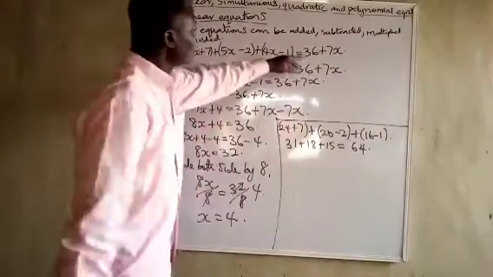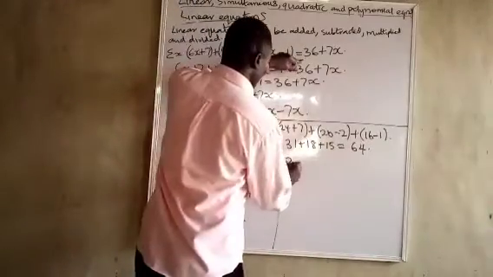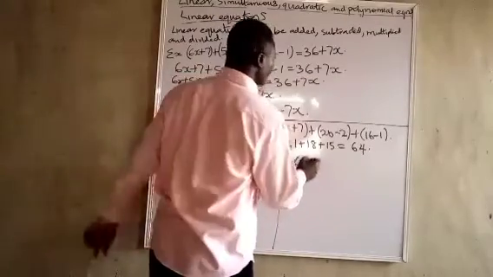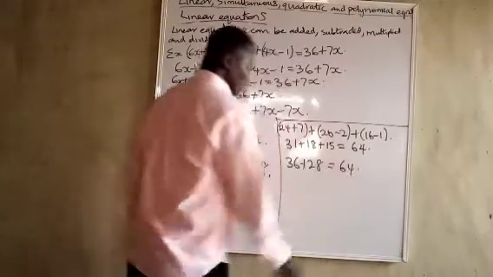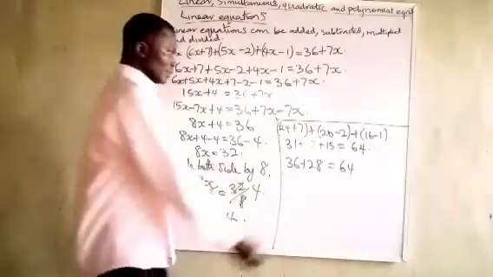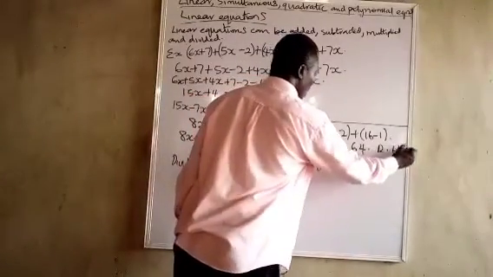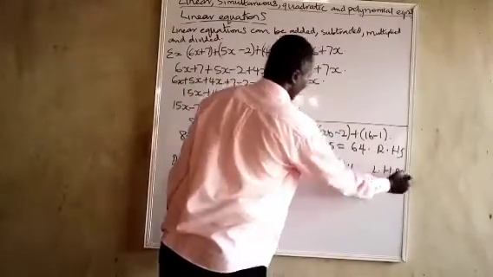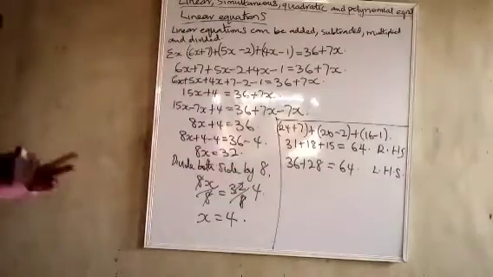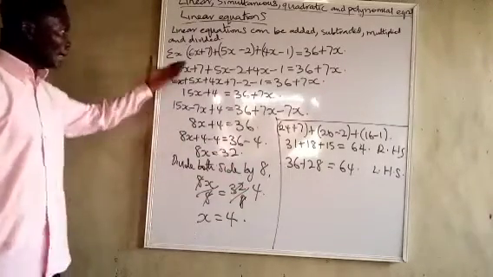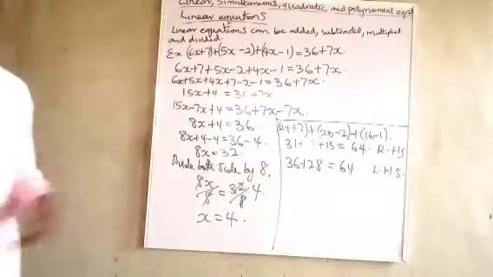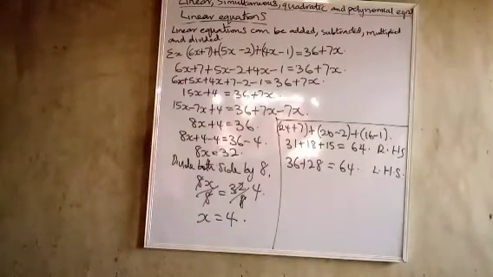Now, this side is 36. And this one is 7 times 4, 28. This place is 64. So we show that our answer is correct. So this is the right hand side, and this is the left hand side. So once you finish your linear equation, it's always advisable to substitute whatever you get back into the equation, and that shows that your answer is right or wrong.